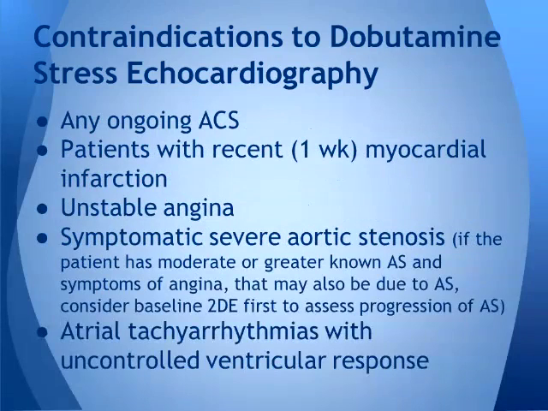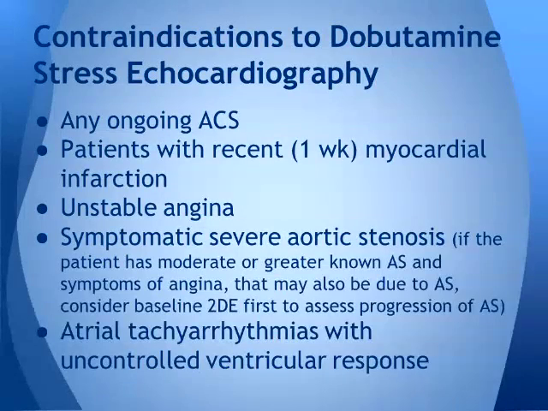So contraindications to giving somebody a dobutamine stress echo, they're very similar. So ongoing angina or acute coronary syndrome, a recent myocardial infarction within 1 week, unstable angina, severe symptomatic aortic stenosis. Keep in mind, if the patient has a history of moderate or greater known AS and symptoms of angina, they may also be due to aortic stenosis and not to an acute coronary syndrome. So consider getting a baseline two-dimensional echo to first assess whether or not they've had progression of their aortic stenosis before you stress them.